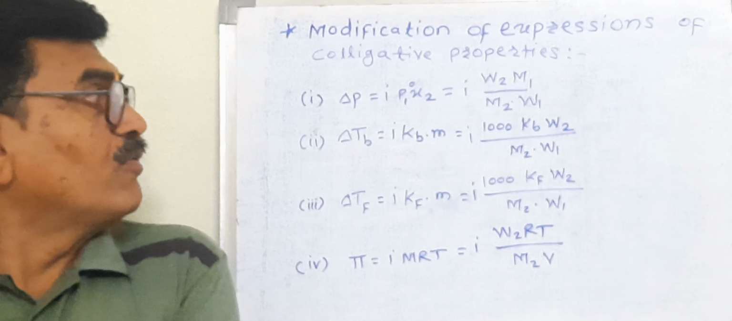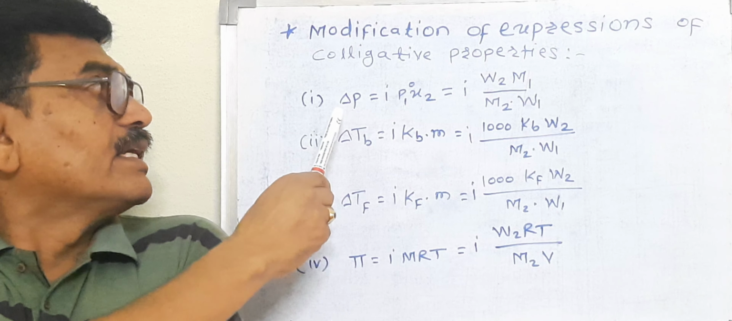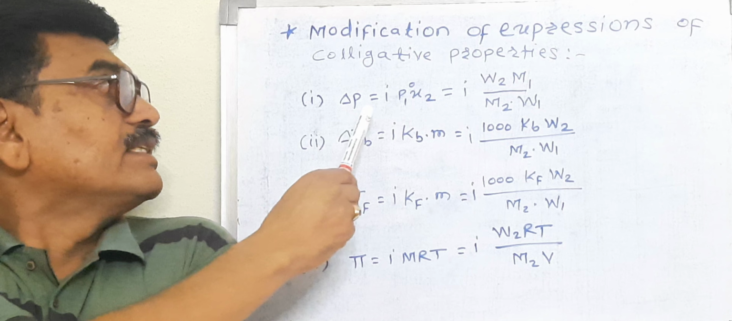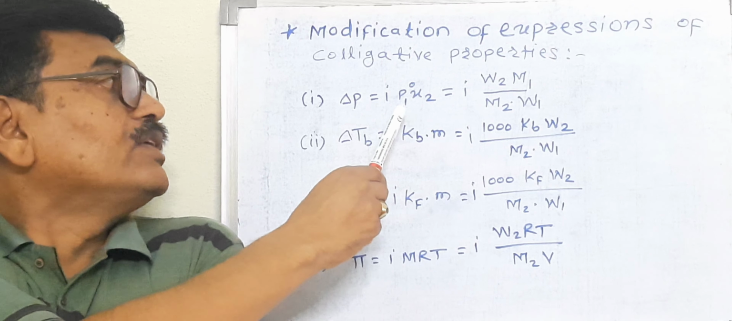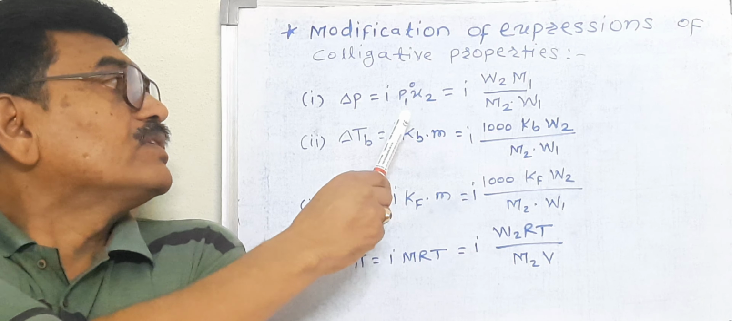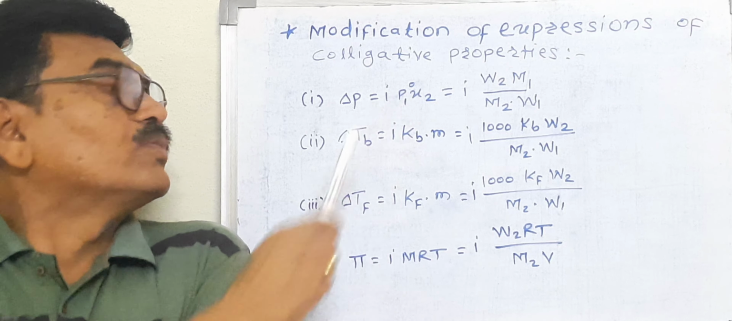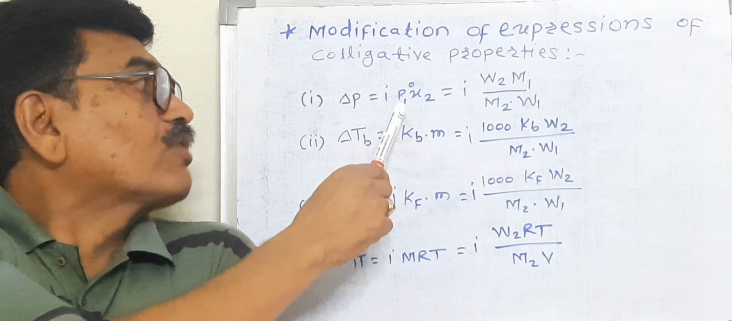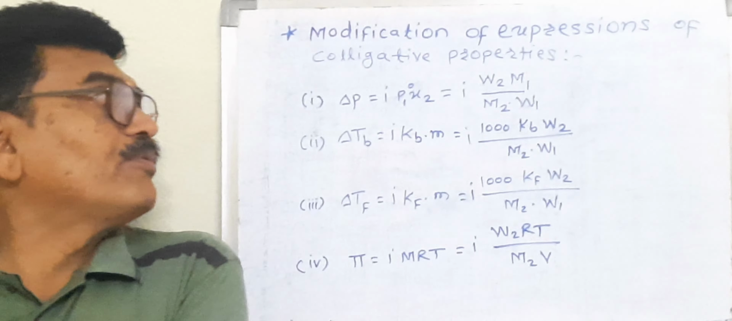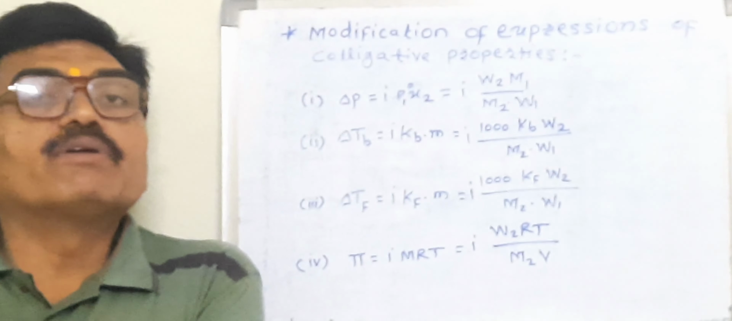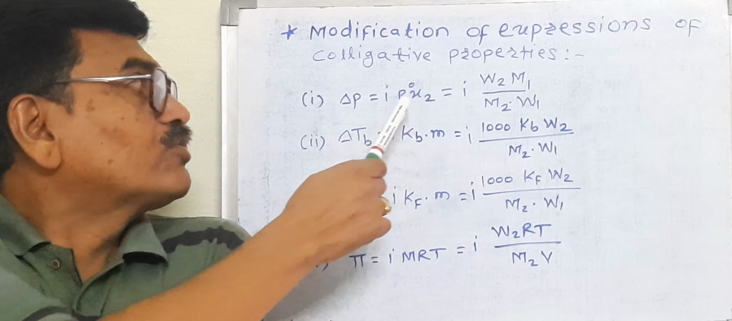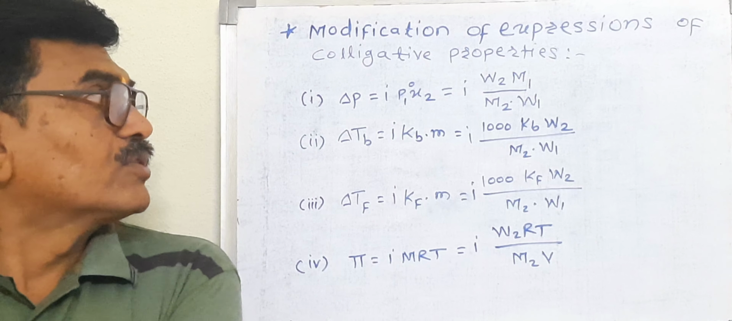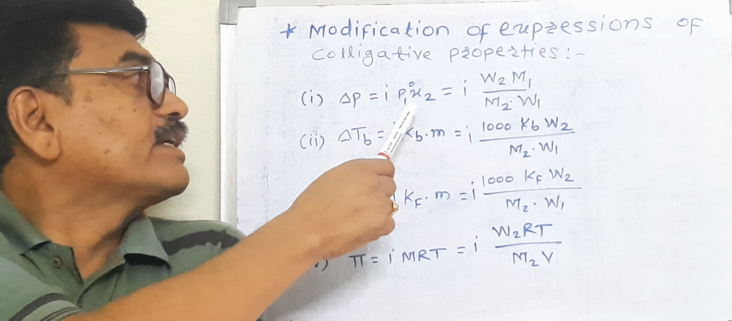So for the lowering of vapor pressure, delta P is equal to i into P1° x2, where P1° is the vapor pressure of the pure solvent, as given in Raoult's law, and x2 is the mole fraction of the solute. So how is the lowering of vapor pressure related to this?